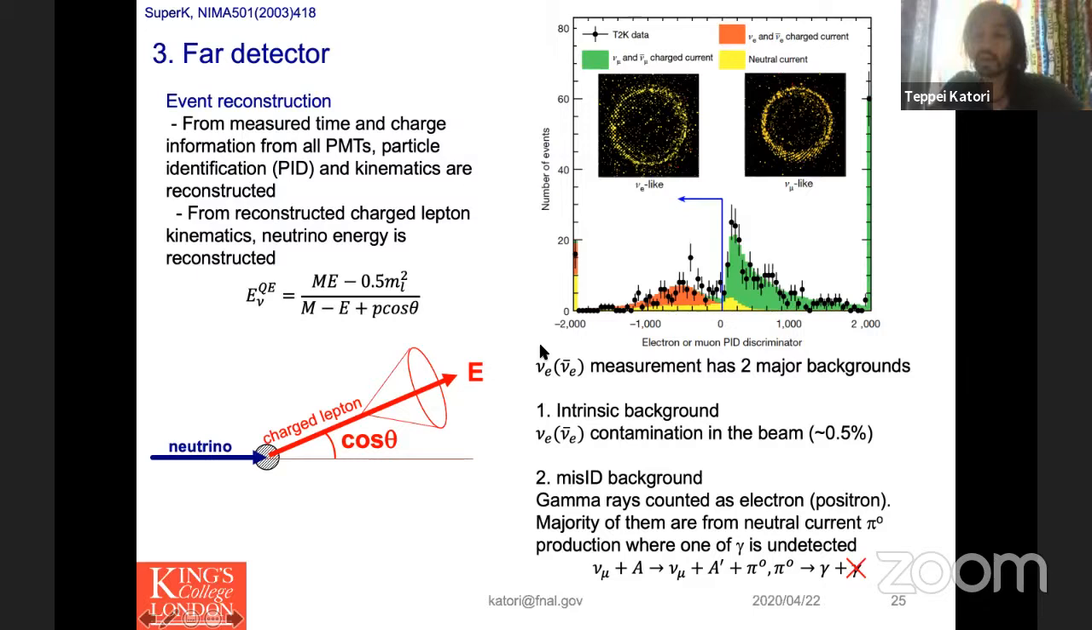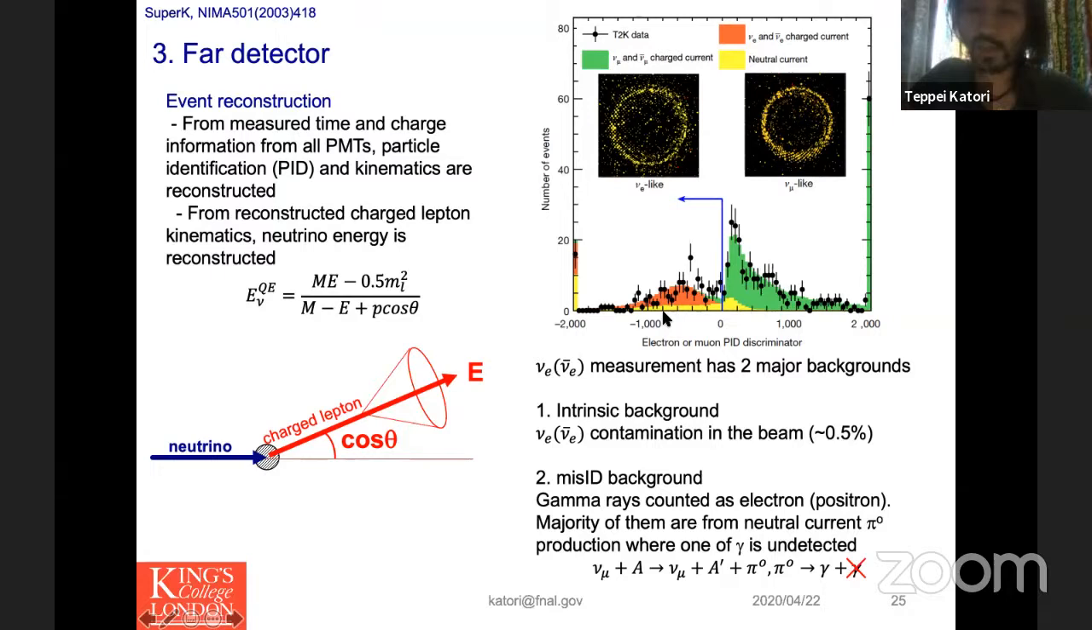And on the right is the data distribution as a function of PID. For the electron neutrino measurement, which is the signal of muon neutrino oscillation, there are two major backgrounds. The first is the intrinsic background, because even when you measure electron neutrinos, some of them are contamination from the beam. That's only roughly 0.5% of the whole beam flux, but in the events it is roughly 10%. The second is the mis-ID background, because in this kind of water Cherenkov detector, you can't distinguish electrons from photons. So once you generate a gamma ray, it is mis-ID'd as an electron, which means it is mis-ID'd as an oscillation signal. The majority of these come from neutral current interactions, which is the yellow histogram you see.